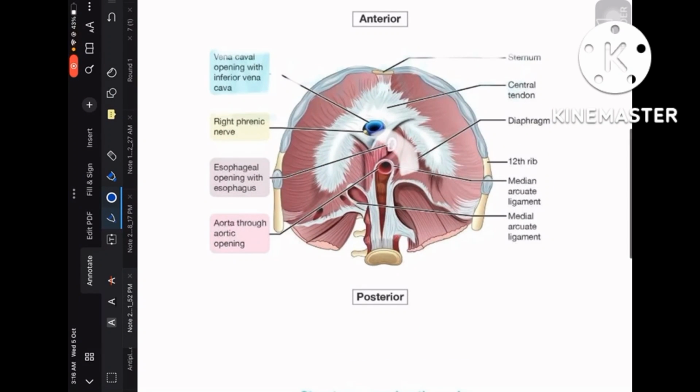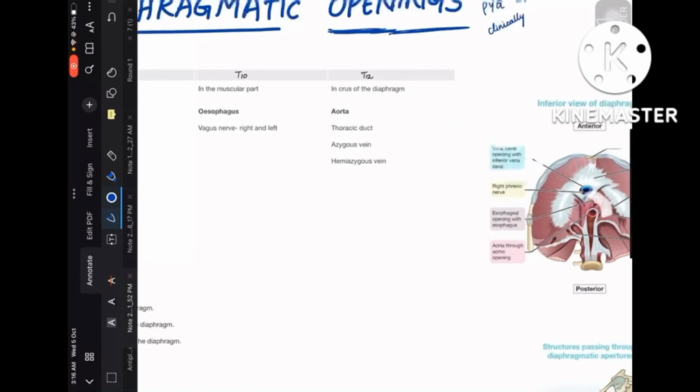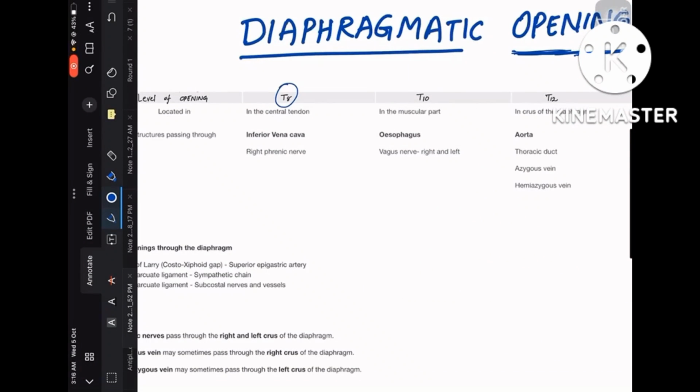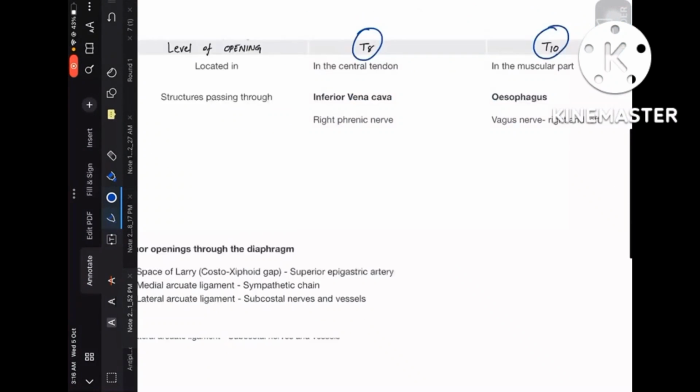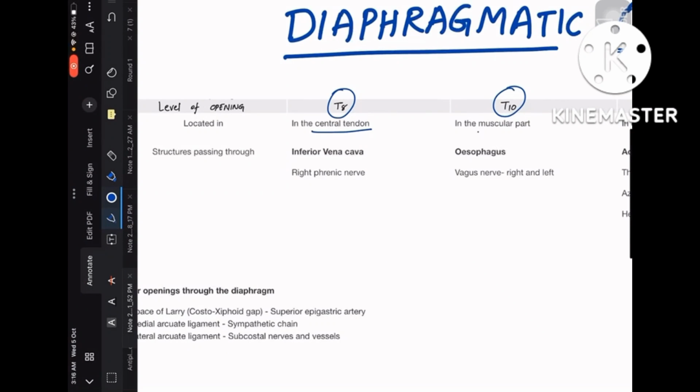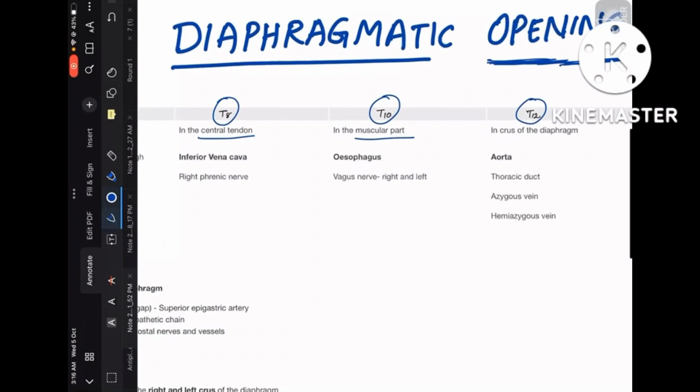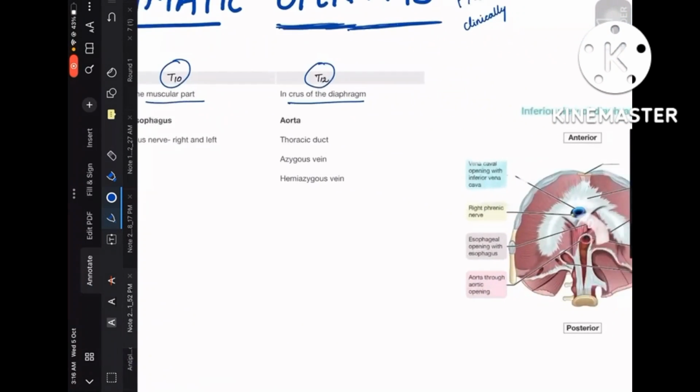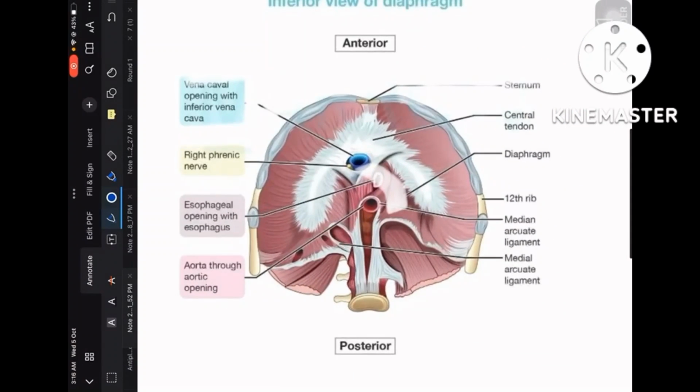So firstly, let us understand this diagram. Before understanding, the three levels that are important are T8, T10 and T12. T8 is located in the central tendon and T10 in the muscular part of the diaphragm and T12 in the crus of the diaphragm. So look at this part. This is the anterior sternum and this is the vertebra, right? So this is the posterior.